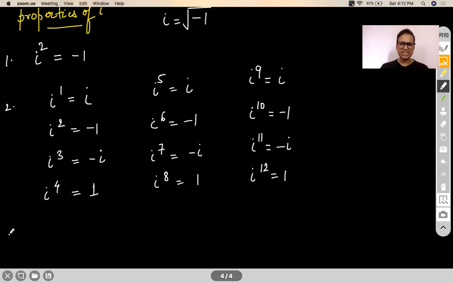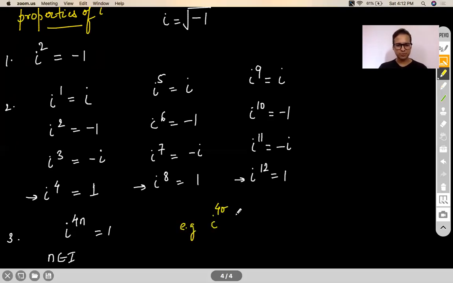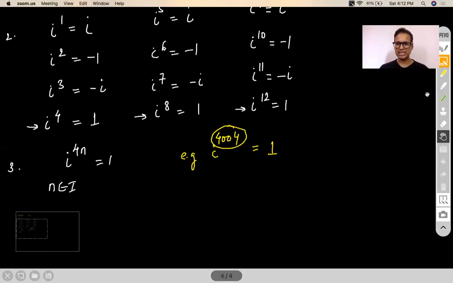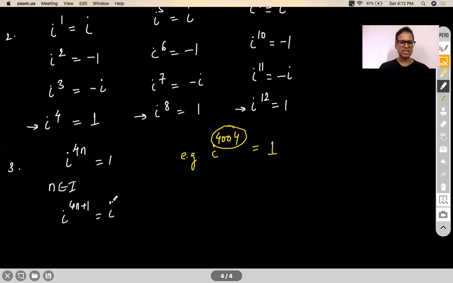Third thing that you would observe from here is that if you raise i to any power which is a multiple of 4, 4n, n being some integer, you will always get a 1. Check out this one: i to the power 4, i to the power 8, i to the power 12, i to the power 16. So if somebody asks you, how much is i to the power 4004? Without much waste of time, you can easily say it's 1, because this is a multiple of 4. So i raised to any multiple of 4 will give you 1. Along with it, you can also observe that i to the power 4n plus 1 is going to be i, and i to the power 4n plus 2 is going to be minus 1.